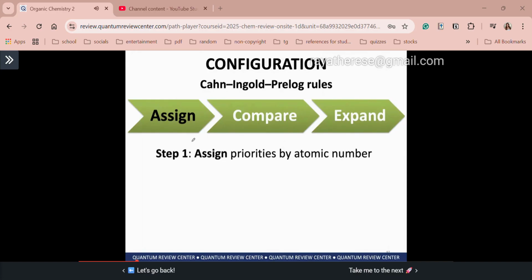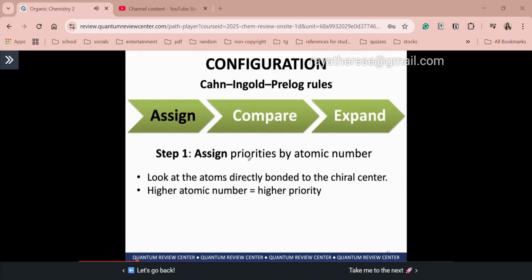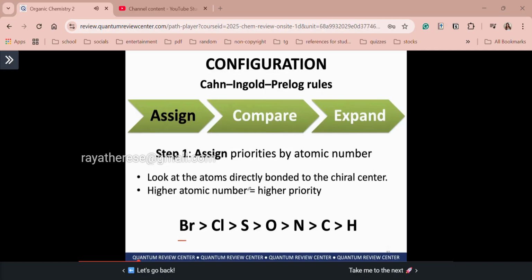I know you're familiar with this, but let's discuss. Look at your atoms directly bonded to the chiral center. And remember, if your atoms have higher atomic number, that means we have higher priority. So usually, class, the first priority are your halogens, diba? Because they have higher atomic number. Check. Here is our typical trend. Our highest priority, bromo. Least priority, hydrogen, diba? Here we have your bromochloro. So remember, class, bromine, because it has higher atomic number, usually it is highly prioritized. Okay? So again, that's the first step. Higher atomic number, higher priority.